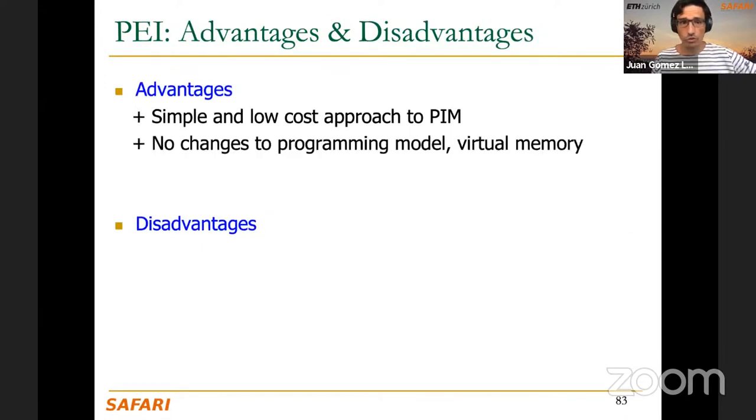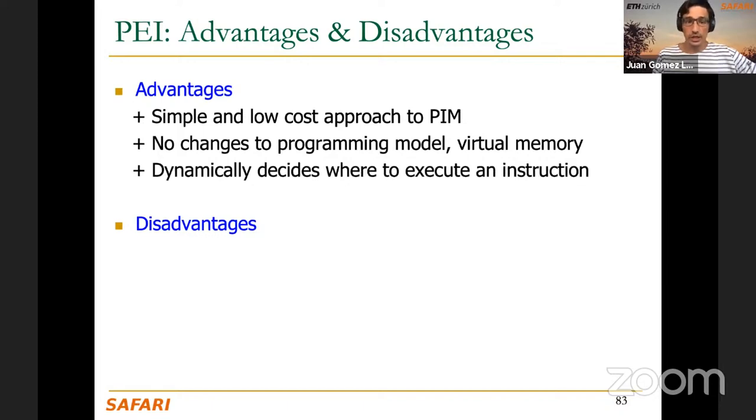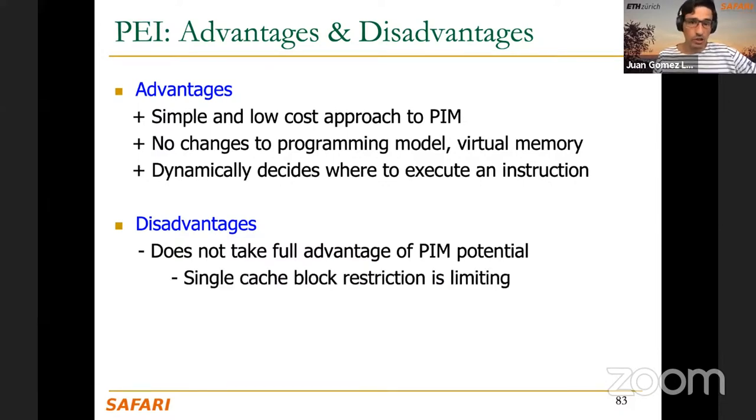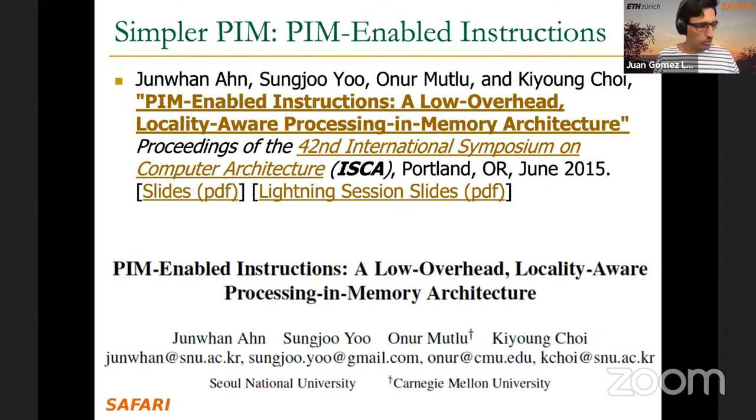Advantages and disadvantages of PEI. Advantages: it is a simple and low-cost approach to processing in memory. No changes to the programming model are required, or to virtual memory. We have the possibility of dynamically deciding when to offload or not offload. But then there are also some disadvantages. First of all, it doesn't take full advantage of the PIM potential because we are only executing individual instructions. It's very simple computation that is being offloaded, and if we compare to the previous proposal, we see that the energy savings and the improved performance are not as high as in previous proposals like Tesseract. One reason is the single cache block restriction. And you can find many more details in the paper. I'm pretty sure that this will be a recommended paper.